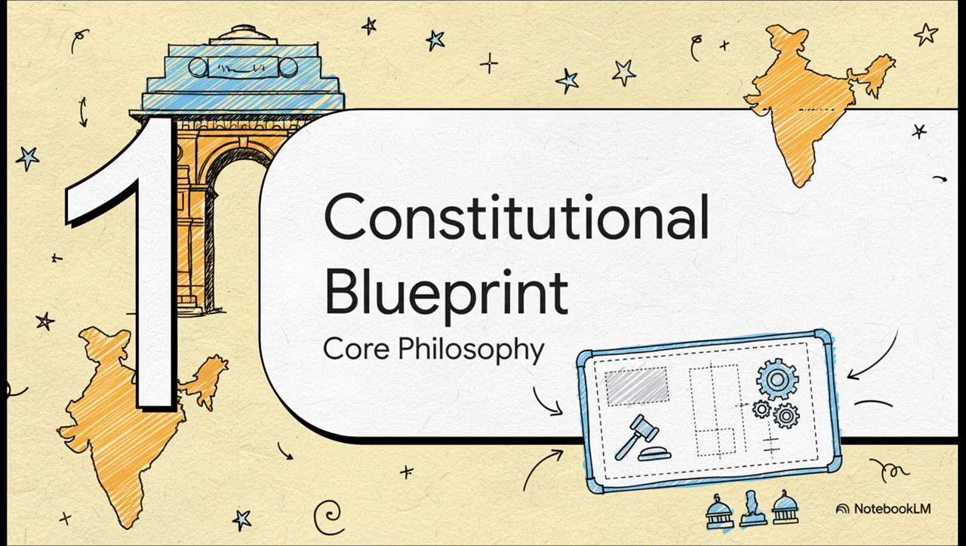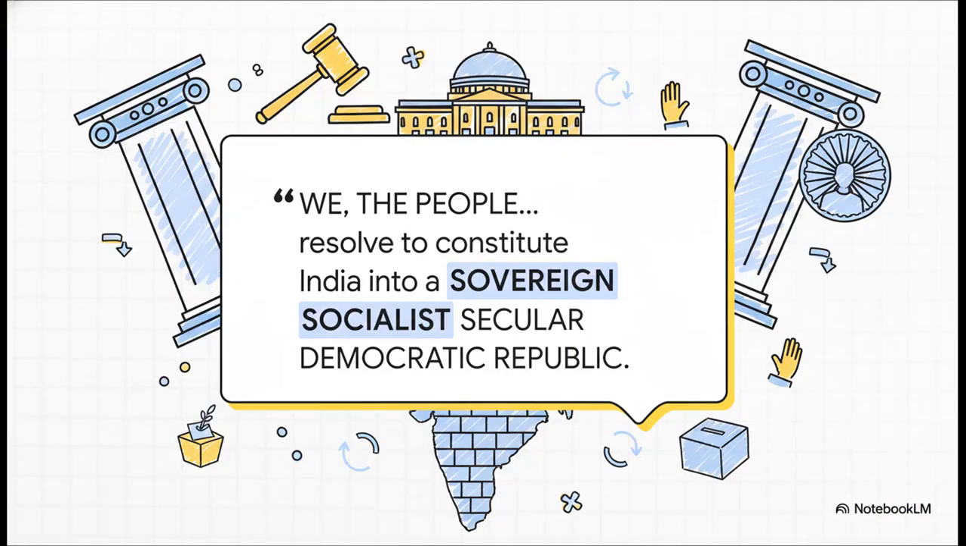Well, it all kicks off with the very first words of the document. Those first words are just so powerful. We, the people. Right from the get-go, this tells you the ultimate authority, the power, comes from the citizens themselves, not from some king or ruler. And then look at the huge promises that follow. Sovereign, that means India is its own boss. Secular, meaning the government stays neutral on religion. And democratic republic, that's the big one. It means the people elect their own government. These are not just fancy words. They are the absolute core commitments of the nation.